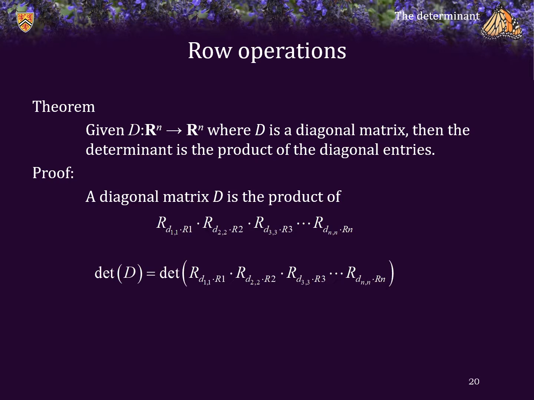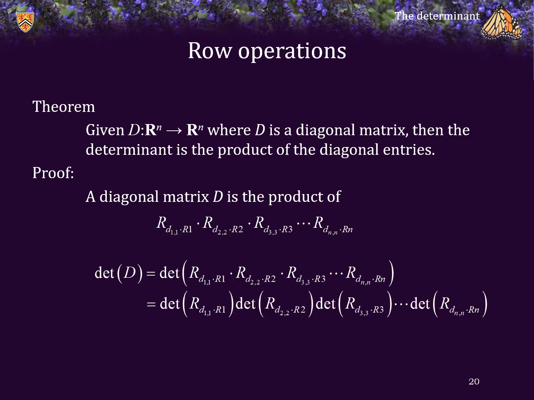Now, the determinant of the diagonal matrix is equal to the determinant of the product of these matrices. And the determinant of a product is the product of the determinants, and the determinant of multiplying a row by a scalar is that scalar. Consequently, we get that the determinant of a diagonal matrix is simply the product of the diagonal entries.